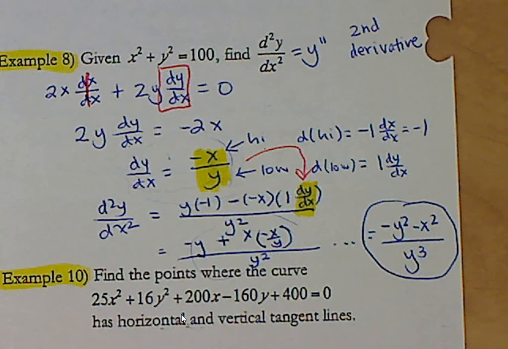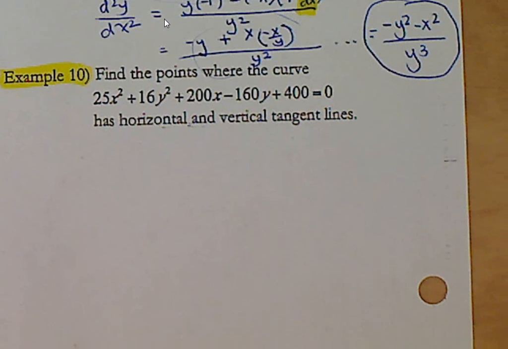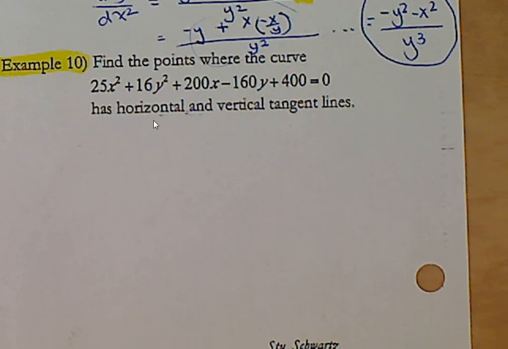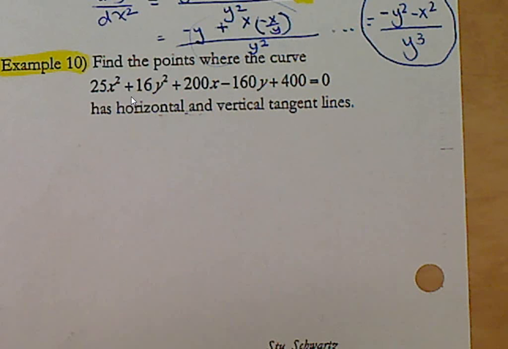Okay. The final example that I'm going to go over is example 10. Find the points where the curve, and they give us this big equation that's just meant to scare us. But if you look at it, it's really one of the easiest equations we've had yet. So where this curve has horizontal and vertical tangents.